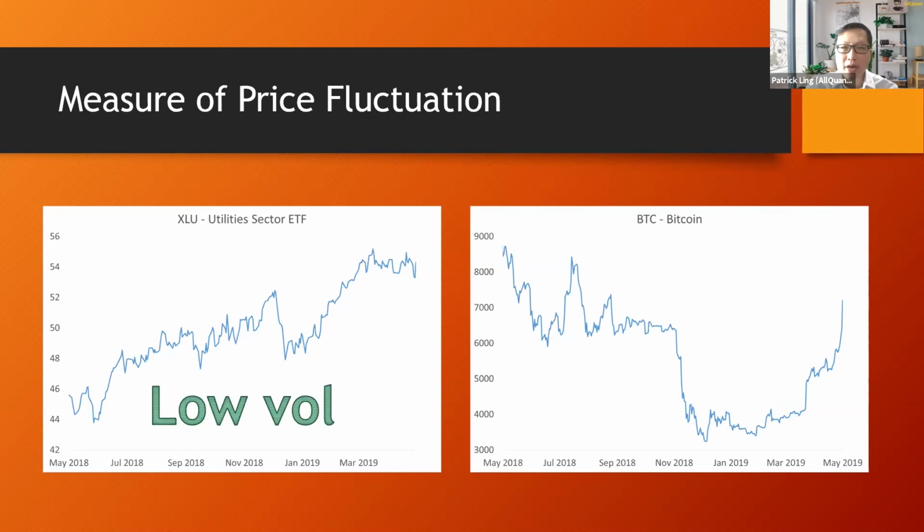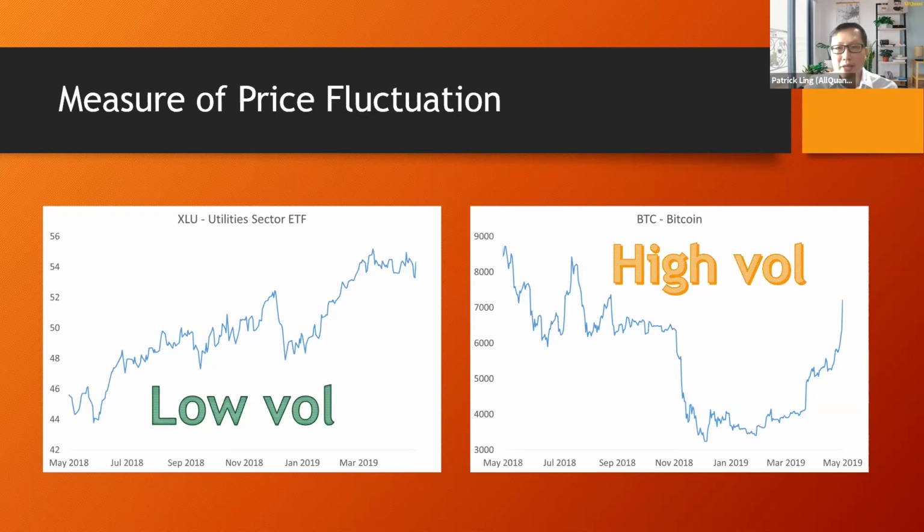On the right, we have the king of cryptocurrency, Bitcoin. If you like excitement, then this might be what you want to trade. You can see that the price can change drastically over a short span of time. It can be priced anywhere between 3,000 to 9,000 over the same 1 year period. So this is the behavior of a security that exhibits high vol.